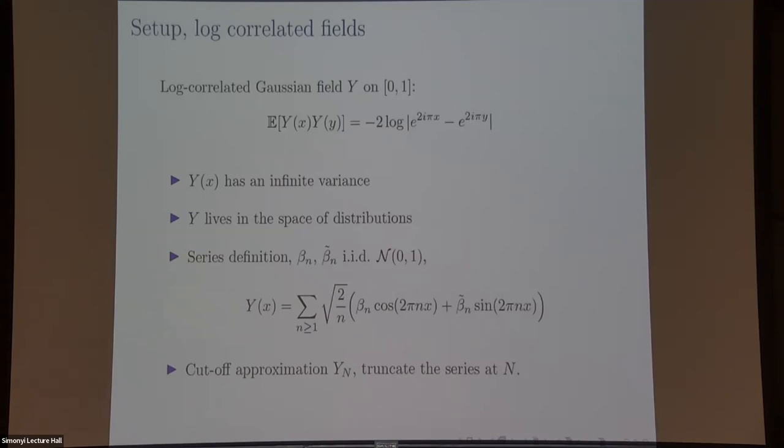So we need this log-correlated Gaussian field on the interval [0, 1], and it is characterized by its covariance function. Its covariance function is just minus two times the logarithm of e^{iπx} minus e^{iπy}. Essentially this difference would be sine of π times (x minus y). What comes out from here is that Y(x) at a point has infinite variance, so it lives in the space of distributions, as in my Gaussian free field.